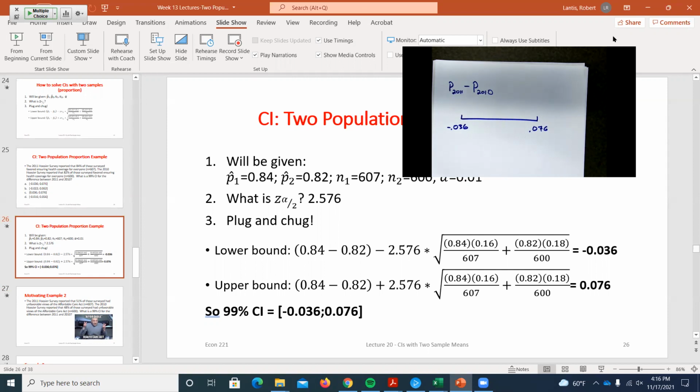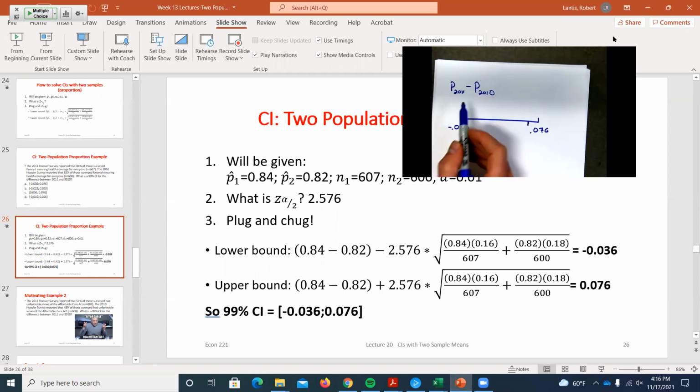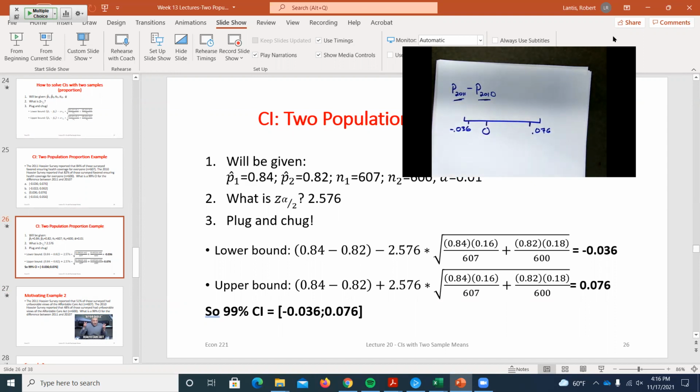Can't really say much, because that difference could be positive, which would imply that in 2011 there were more favorable views of healthcare coverage for everyone. It could be a negative value, which would imply that in 2010 there was actually a higher proportion. Or one of the possible values at the 99% level is 0. So if that true difference was 0, that would mean these proportions haven't changed at all. They're exactly the same across those 2 years.